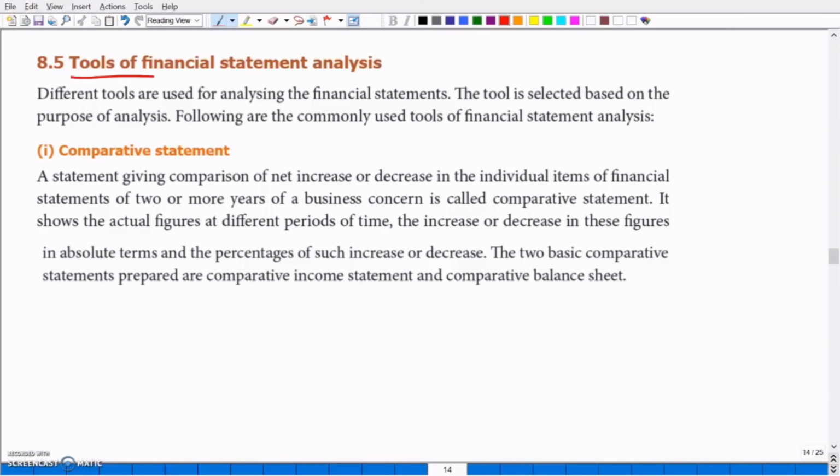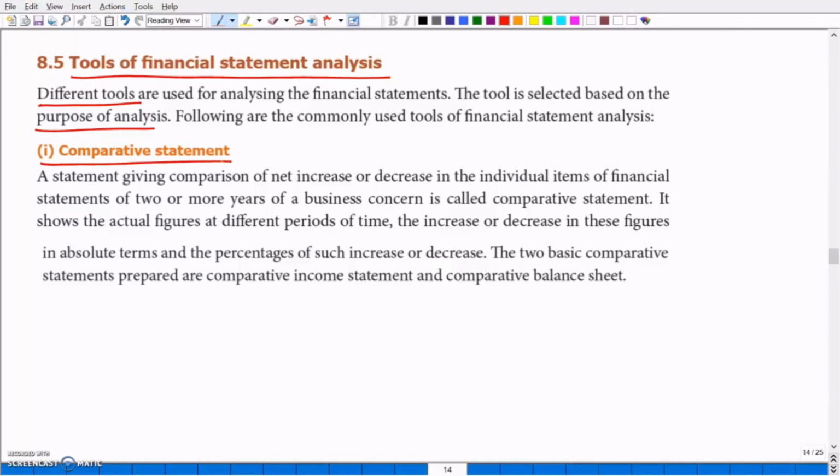Let's move on to the tools of financial statement analysis. There are different tools available for analyzing the financial statement, and the tool we are going to use would actually depend upon the purpose of analysis. What are the tools available?